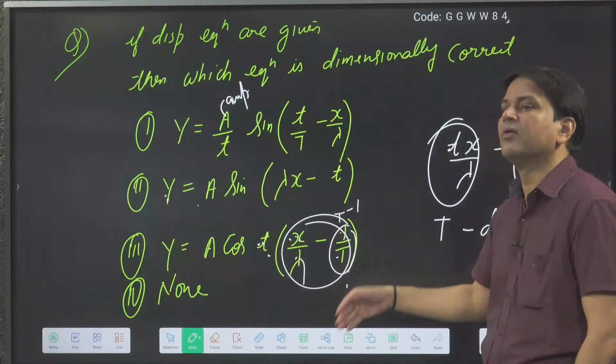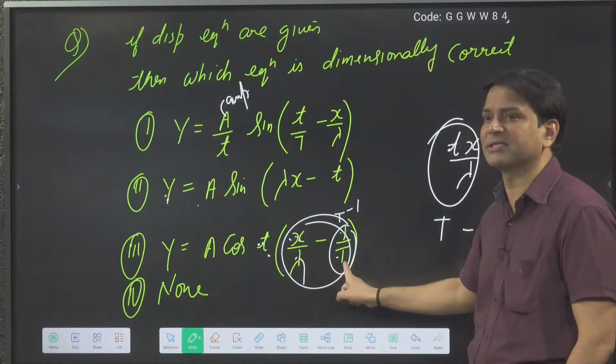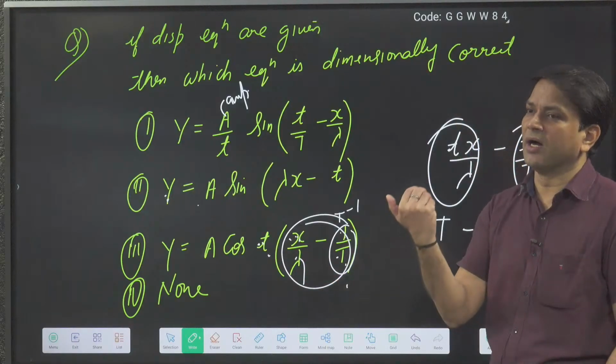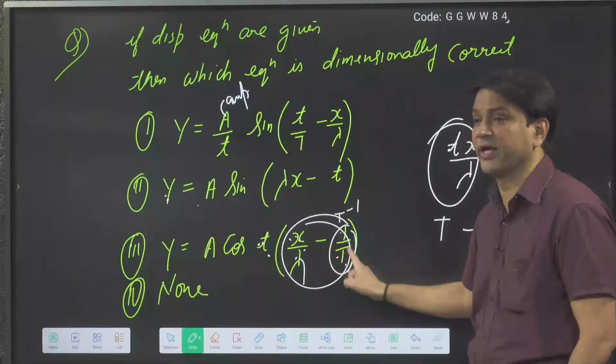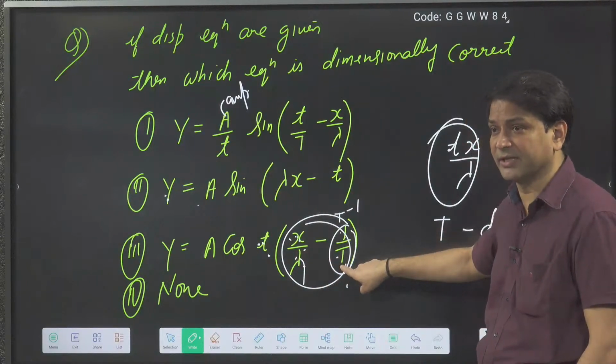1 by t, 1 by t, what is the dimension? T minus 1. So the angle must be dimensionless. It means it has failed the angle test. It has failed the homogeneity test. Homogeneity test, why? It is dimensionless, but it is a t minus 1.